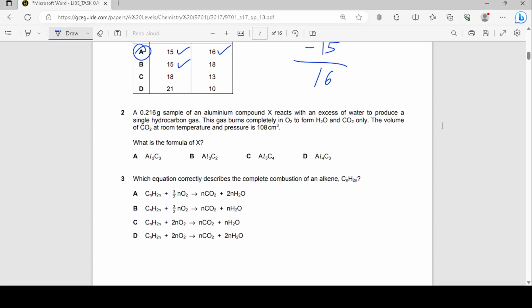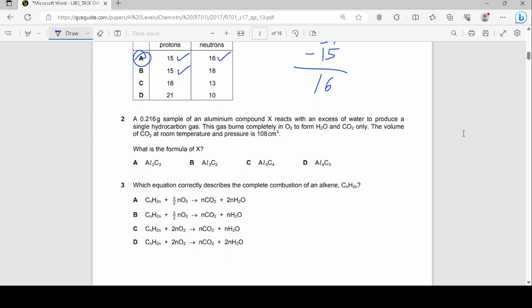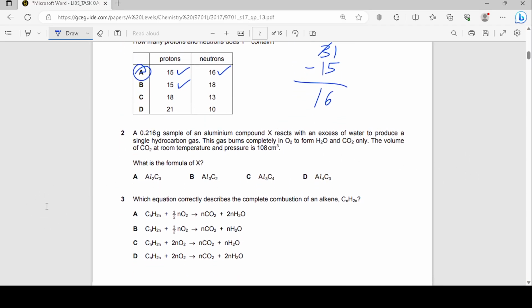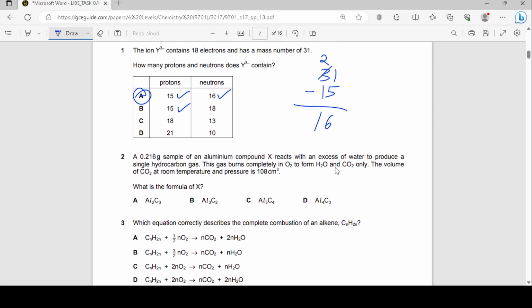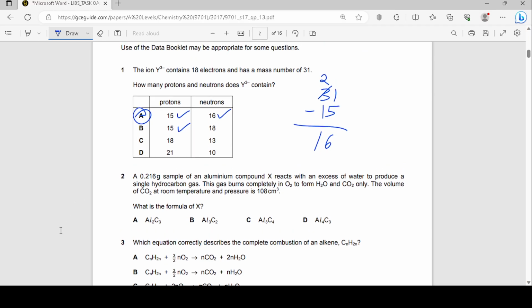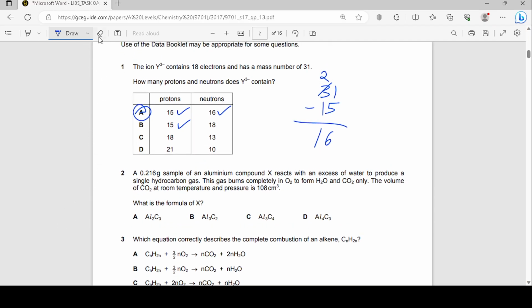A 0.216 gram sample of an aluminum compound reacts with an excess of water to produce a single hydrocarbon gas. This gas burns completely in O2 to form H2O and CO2 only. The volume of CO2 at room temperature and pressure is 108 cubic centimeters. What is the formula of X? Okay, so we know that it has aluminum and carbon only, right? And let's think about this.